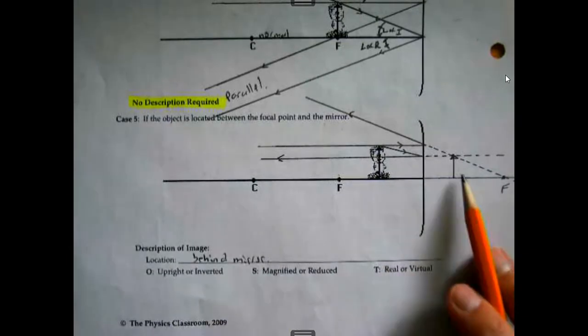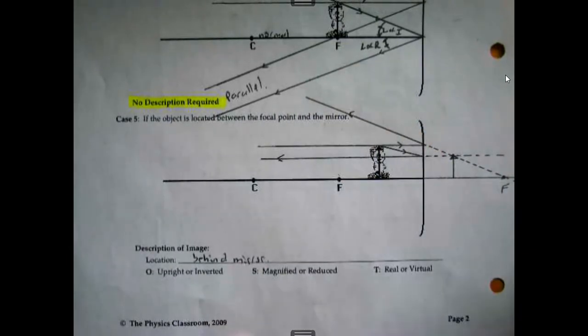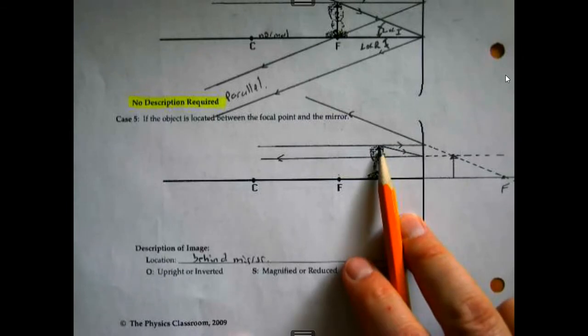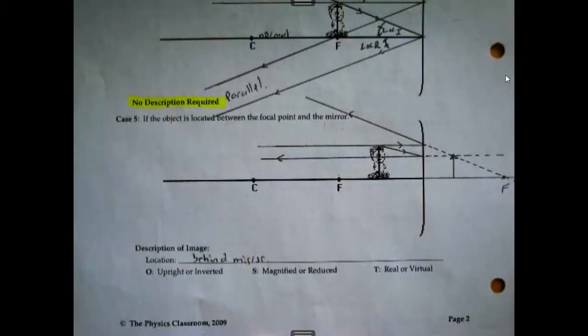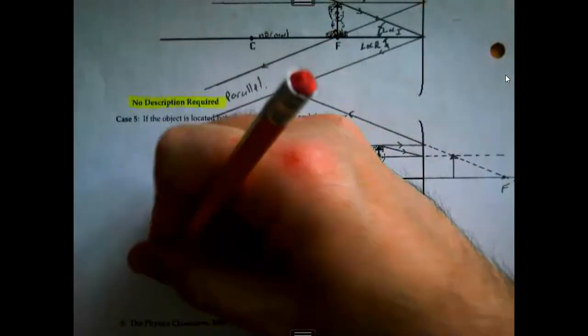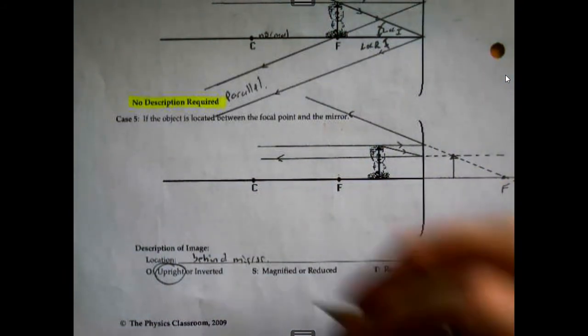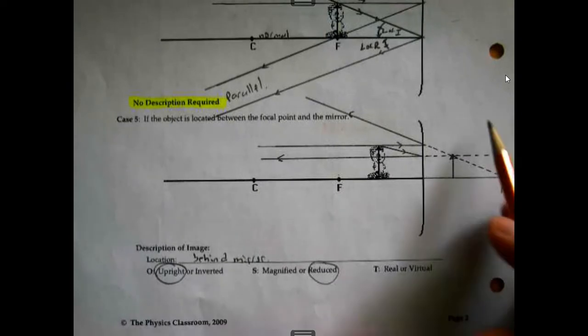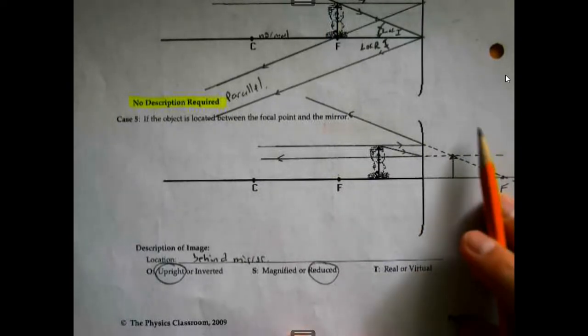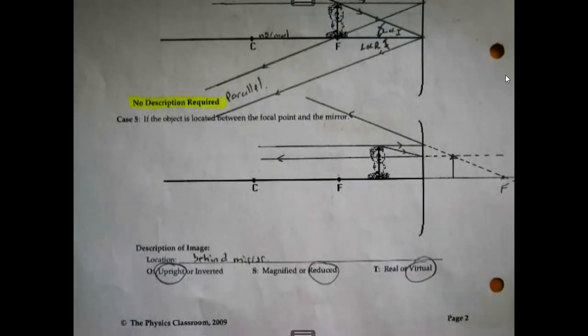Is it upright or inverted? Now this one's different, right? So the actual image flips in the orientation. It's not inverted anymore like we saw with our other three. It's now upright. Now this one is smaller than the object, so we'll see it's reduced. But because it's behind the mirror, it's virtual.